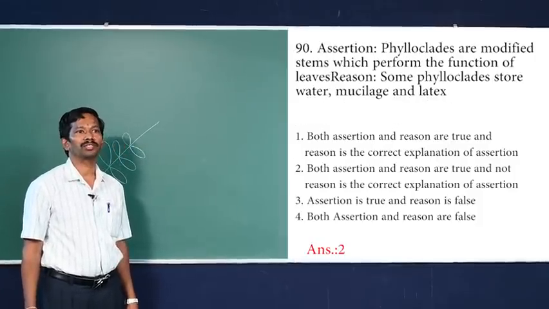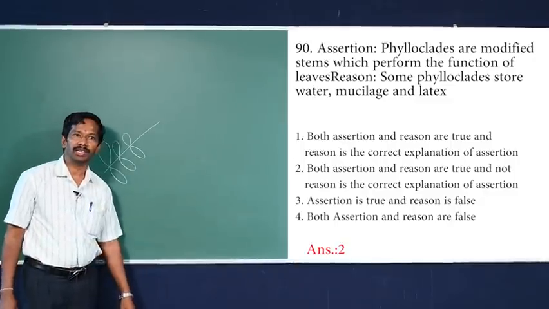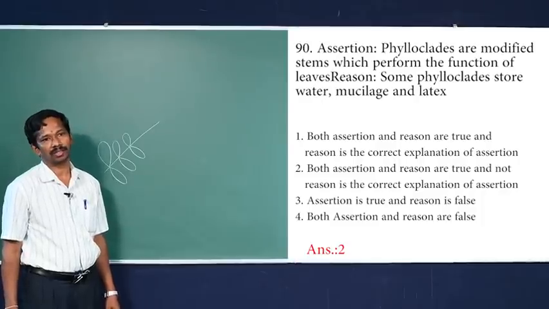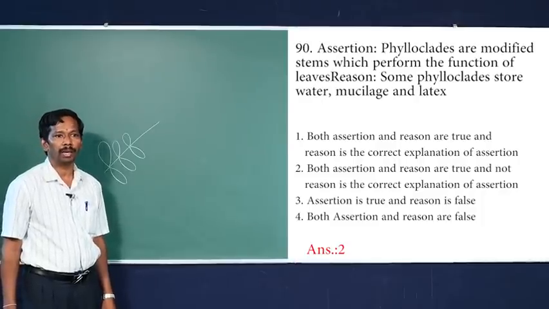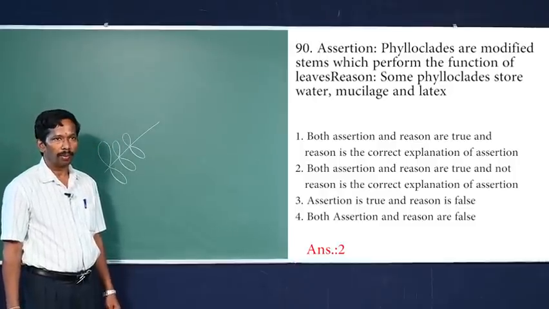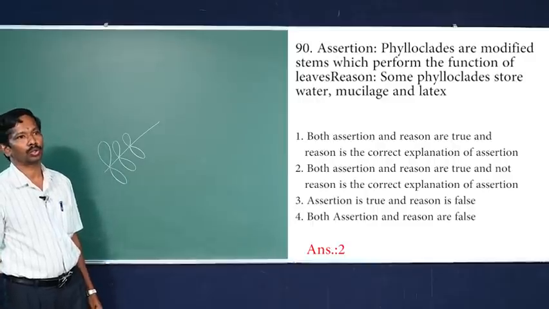Phylloclades are modified stems which perform the function of leaves, as in Opuntia. Yes. Some phylloclades store water, mucilage and also latex, as in cactus, so that they help in overcoming the unfavorable dry season. However, why phylloclades are represented, it's not given. So the answer is 2 for question number 90.